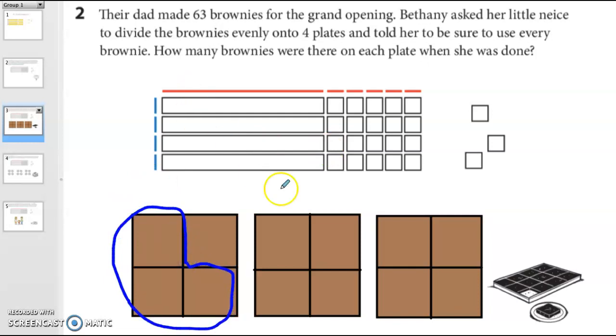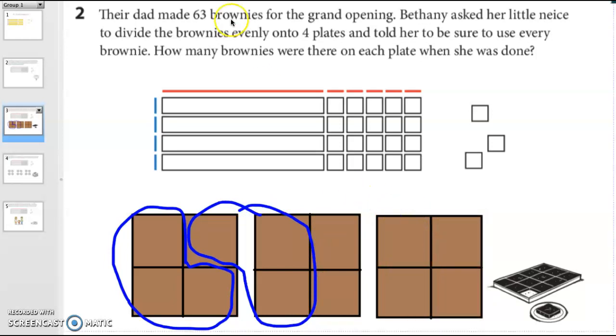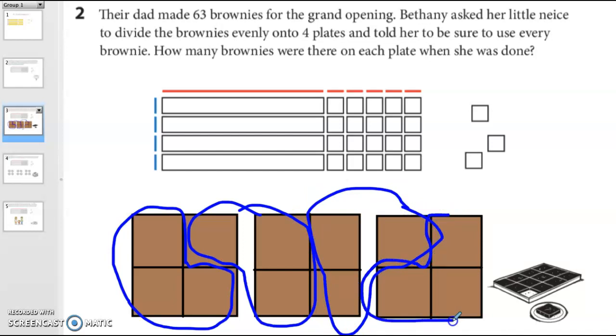This could go in the first one. This could go on the second plate. Oh, sorry. This could go on the third plate. And this, sorry, mine are so squiggly, could go on the 4th plate. So now we have split these up into 4 equal groups that we can put onto each plate.